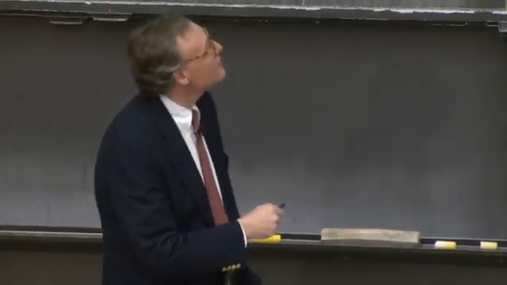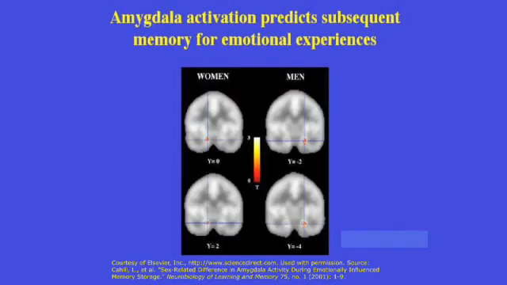And so Larry Cahill went and did this, and sure enough, again, as he found before, for men, the more they turned on the right amygdala, the more certain they were to remember negative films. And for women, the more they turned on the left amygdala, the more certain they would remember negative films, on average.